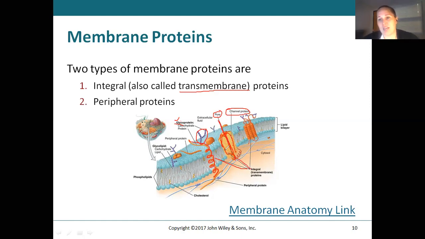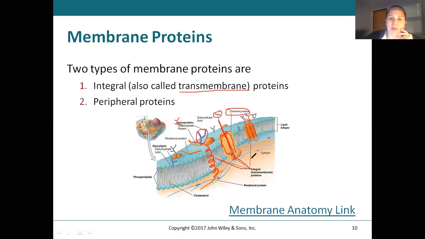So in order to do that, it has to be very selective about what it lets in and what it lets out. So in order to let things in and out, it has to form kind of these channels or these little doorways for the ion or molecule to pass through. So channel proteins are the way that that happens.